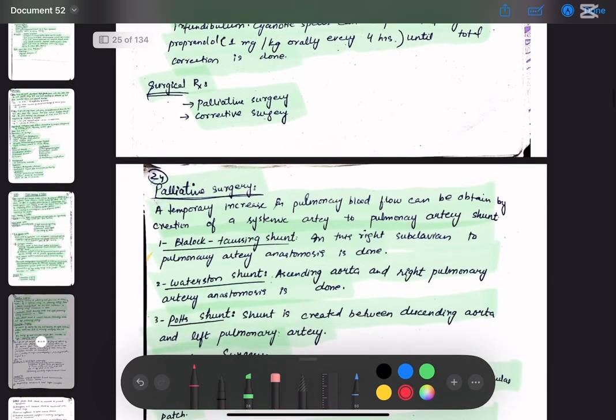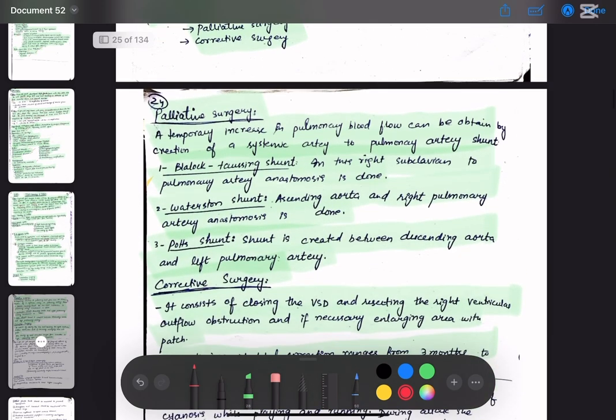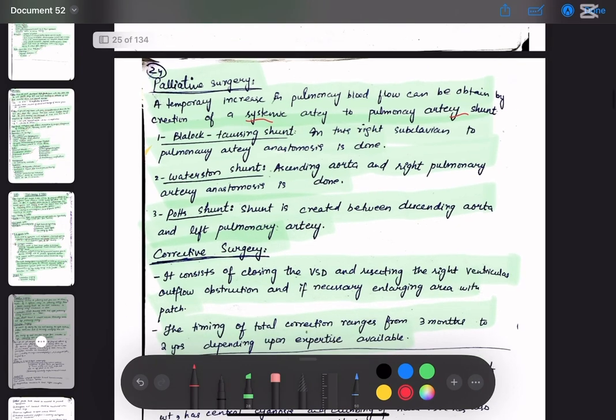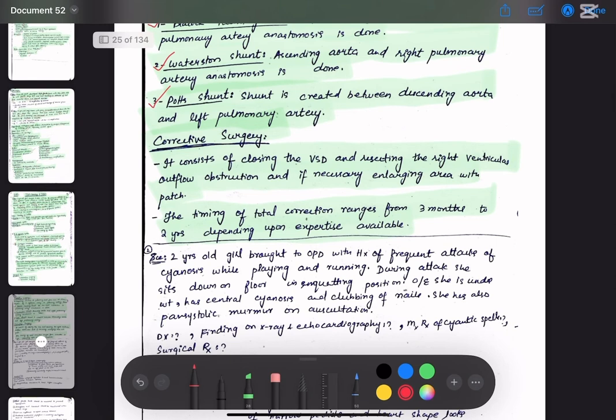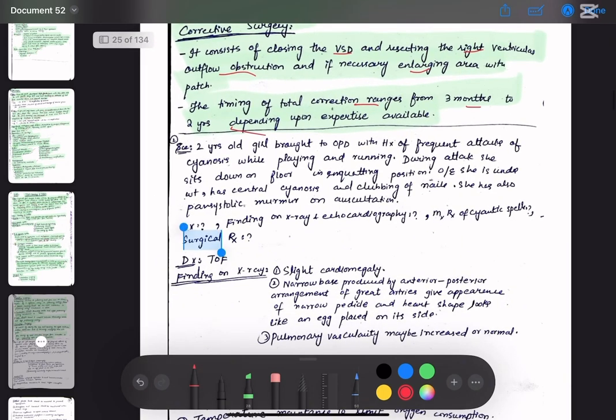These are the surgical interventions, that is palliative surgery and corrective surgery. In palliative surgery, a temporary increase in pulmonary blood flow can be obtained by creating a systemic artery to pulmonary artery shunt, and these are the types of shunt: Blalock-Taussig shunt, Waterston shunt, and Potts shunt. Corrective surgery consists of closing the VSD, resecting the right ventricular outflow obstruction, and if necessary, enlarging the aorta area with a patch, and the timing of total correction ranges from 3 months to 2 years depending upon the expertise available.